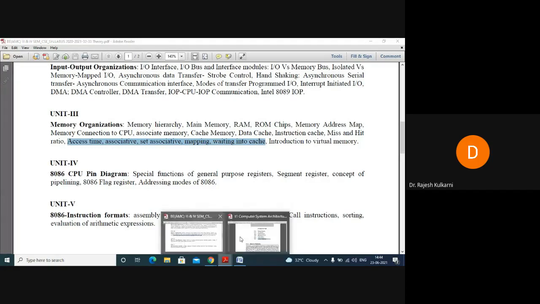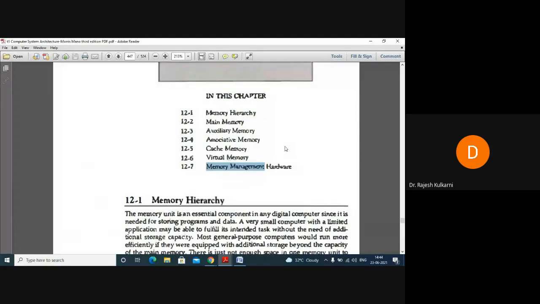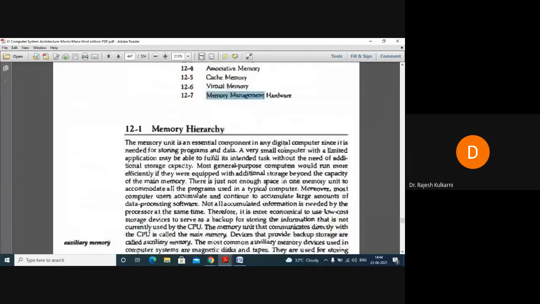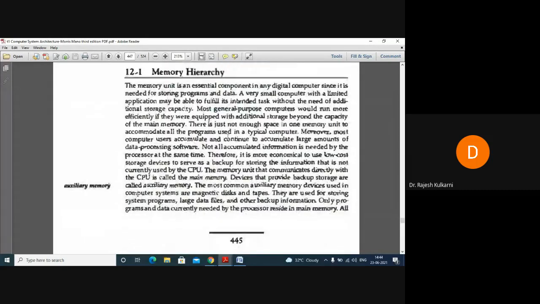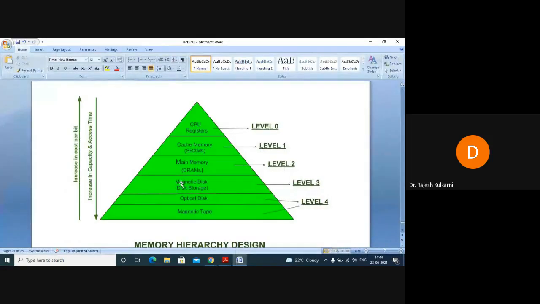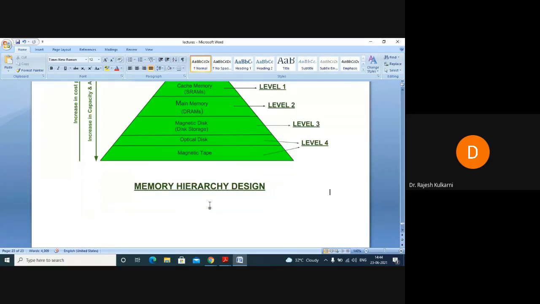Let us look at our syllabus textbook, which is by Morris Mano, Computer System Architecture, 3rd edition. Just let us go through this. I'll try to highlight any word which I find in the PDF of the book. So the word is memory hierarchy. Now you know what a memory hierarchy is, or you try to remember this pyramid. These are various memories starting from registers to cache to RAM to hard disk to optical disk to magnetic tape.